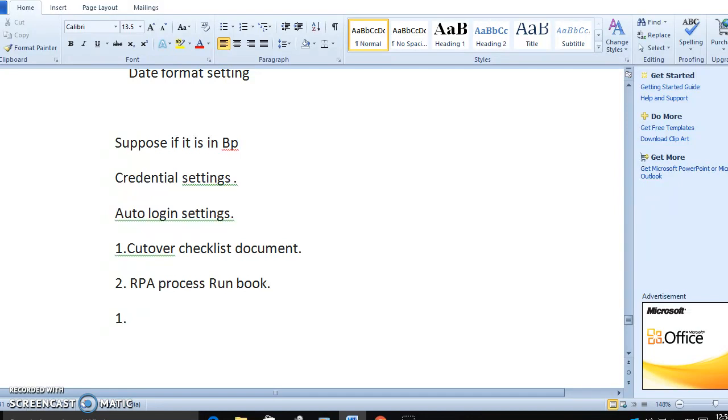Once your development has been completed, you are moving to another environment. Suppose that environment may be SIT or UAT or mini go live or production, whatever it may be. At that time you have to hand over these documents to your client. So what is the purpose of these documents? The deployment document.